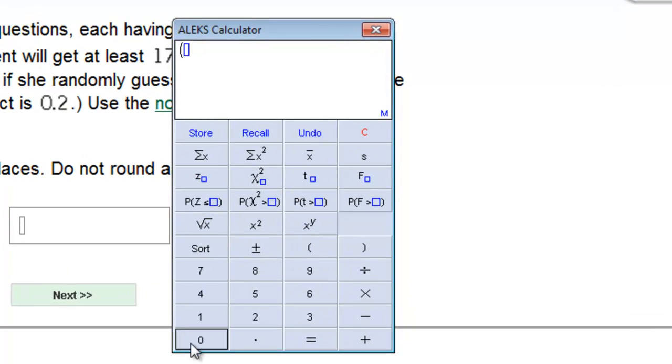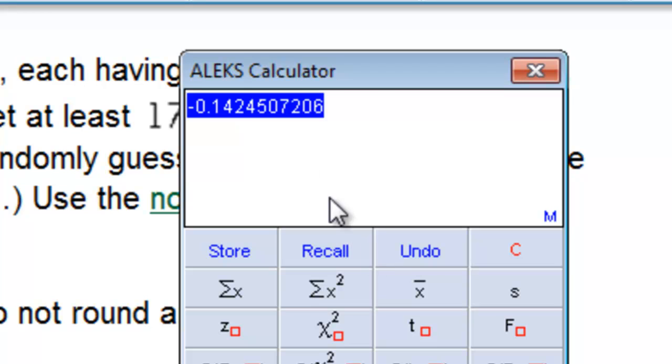So, parenthesis, 27.5, whoops, 0.5 minus 28, close parenthesis, divided by, and since I stored it, I'll just recall it, there it is, equals, and that is my z-score for that 27.5.